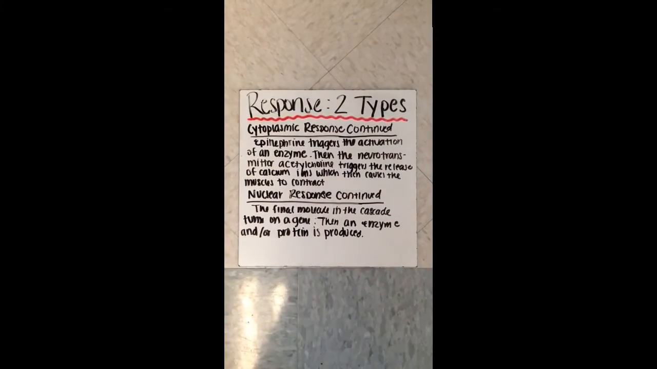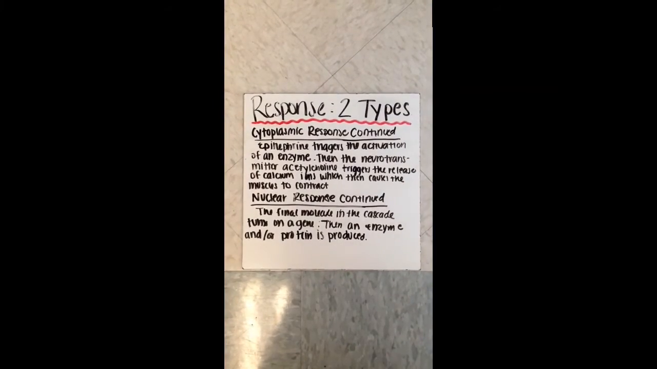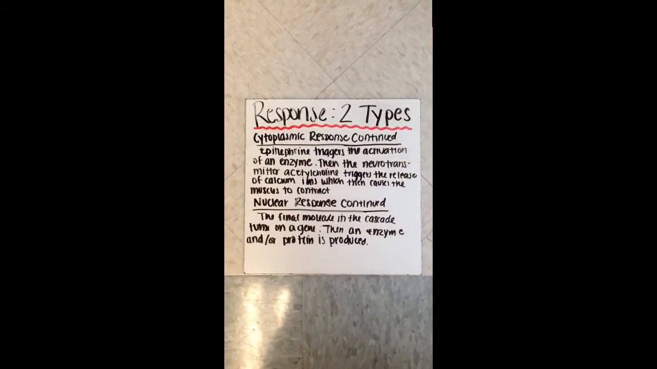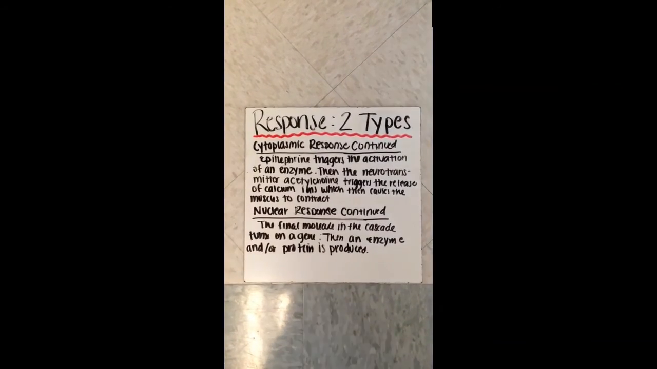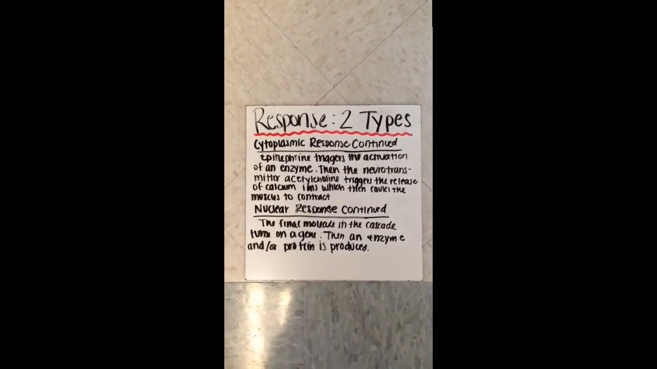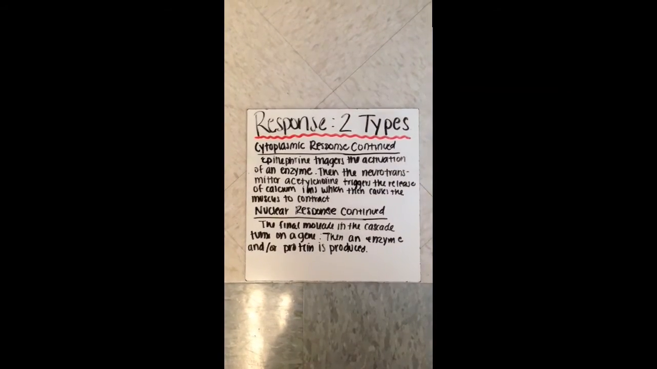Response. There are 2 types. Cytoplasmic response. Epinephrine triggers activation of an enzyme. Then the neurotransmitter acetylcholine triggers the release of calcium ions, which then cause the muscles to contract.